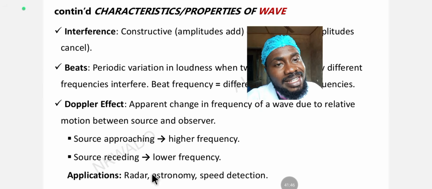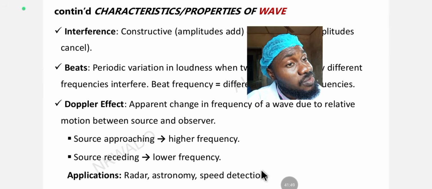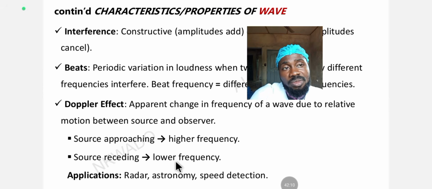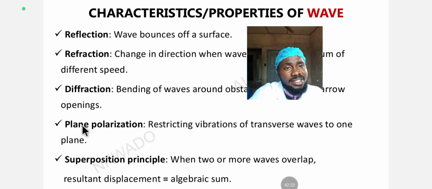Okay, so let's now look at the application of the characteristics of wave. The first one here is in radar. The second one here is in astronomy. So astronomy is the study of satellites. It's also used in detecting speed, and so on and so forth. Now polarization. Let me teach you the application of polarization because JAMB sets questions from polarization.